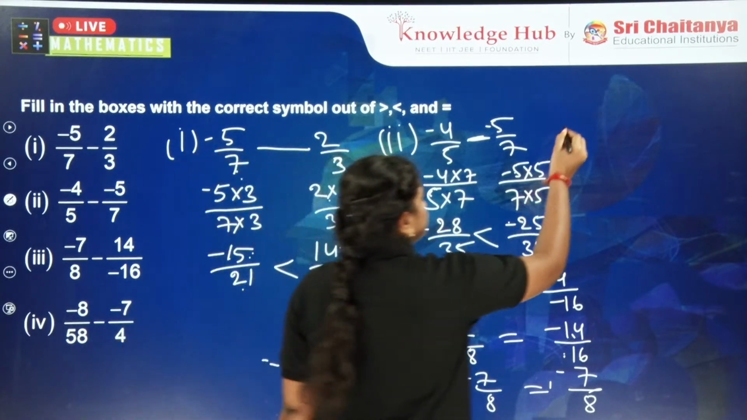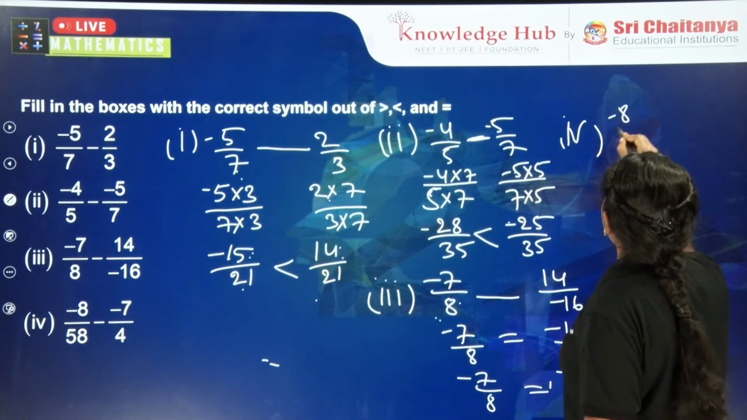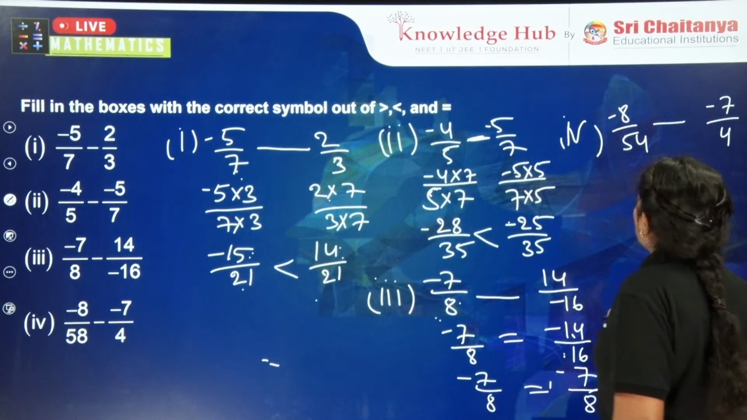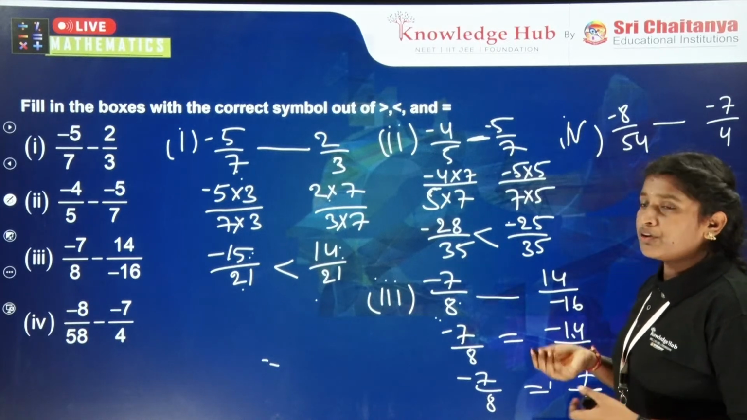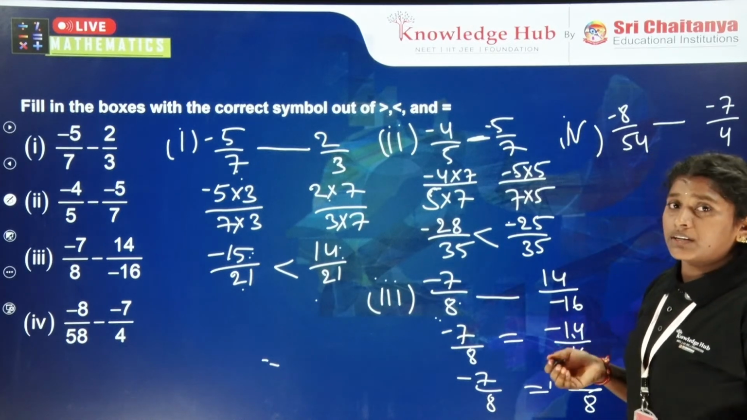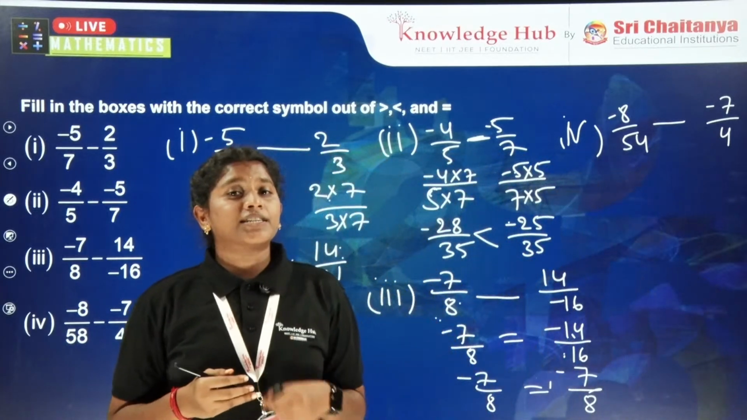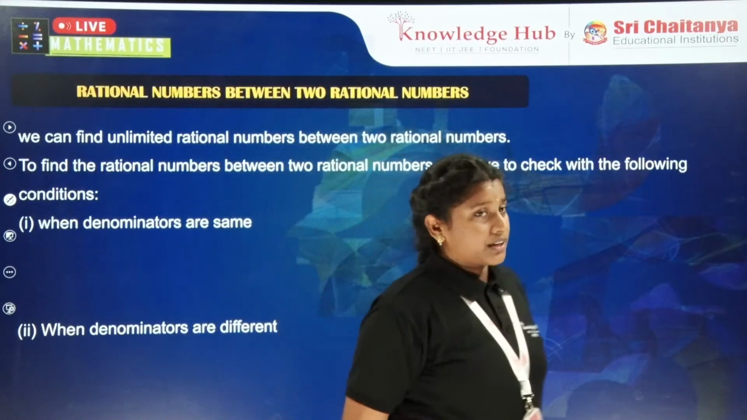Now moving to the fourth one. Coming to the fourth question, minus 8 by 54 and minus 7 by 4. In order to make our denominators the same, you can do the LCM for 54 and 4, and just give your answers in the comment section. Okay, now let's solve the next one.